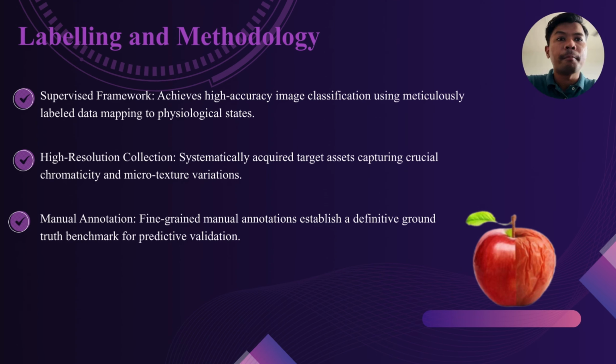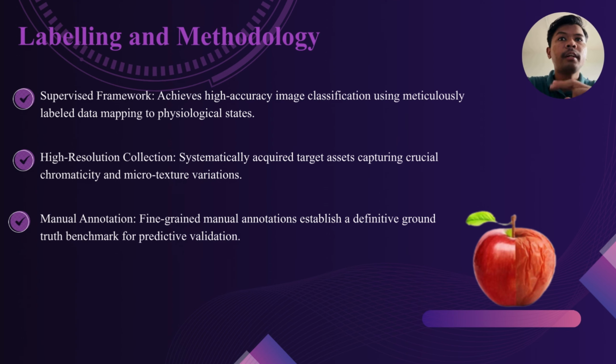For labeling and methodology, this slide explains the process we use to prepare the dataset for our AI model. So the first one is supervised framework. We use a supervised learning approach. This means that every image in our dataset was given a correct label before training the model. The model learns the relationship between the image and its correct category, which helps improve classification accuracy.